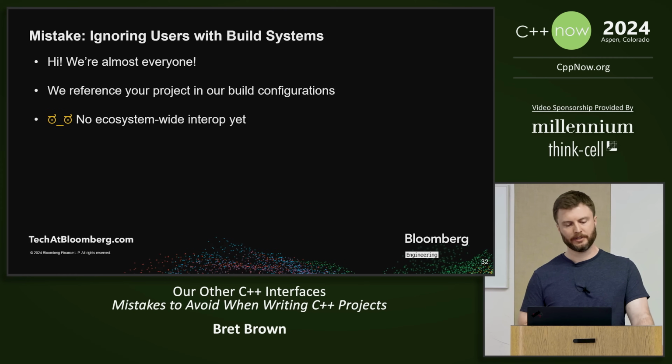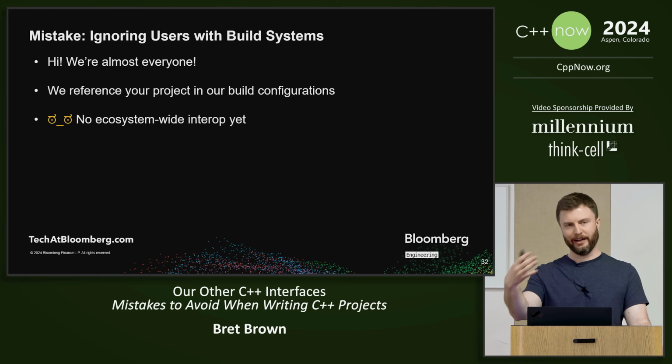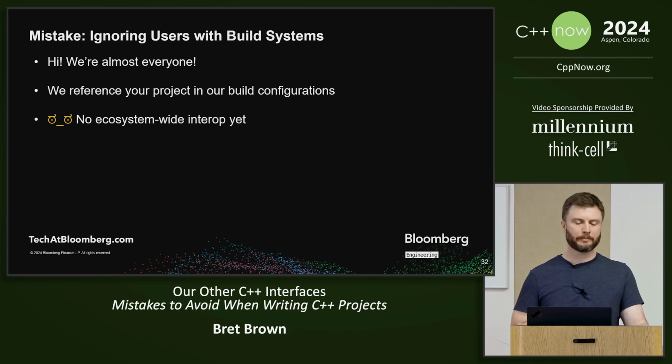Another mistake, ignoring users with build systems. Hi, everyone else. I know you don't use a build system, but all the rest of us do. It's really important. We reference your project in our build configurations. We need to say, I depend on you in our CMake lists or in our Bazel scripts. If you're just a header file floating in the wind, there's nothing to point at, right?